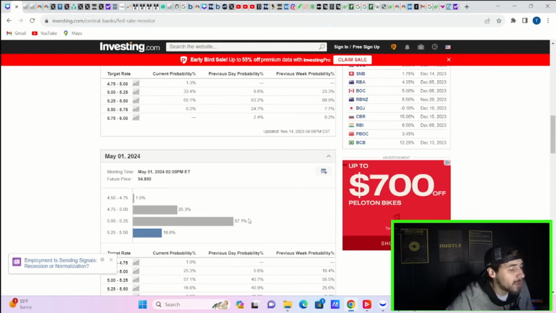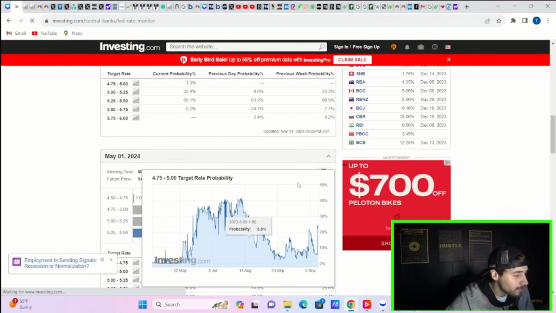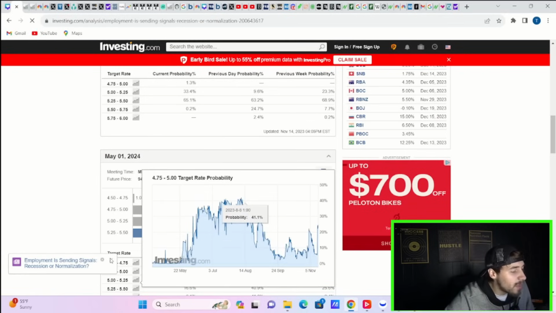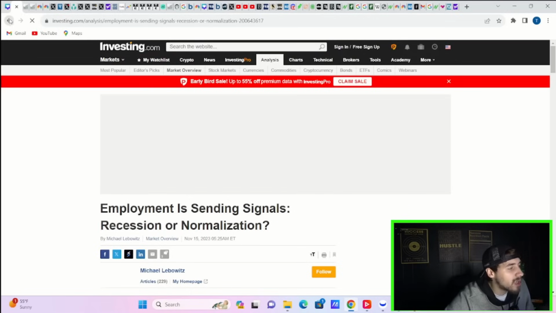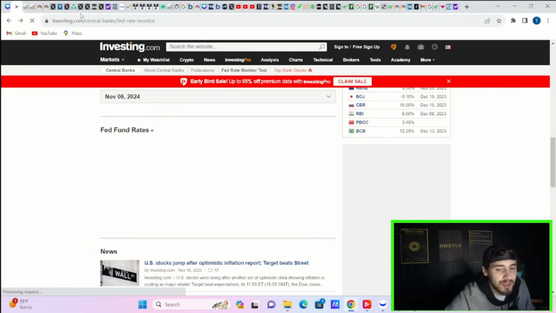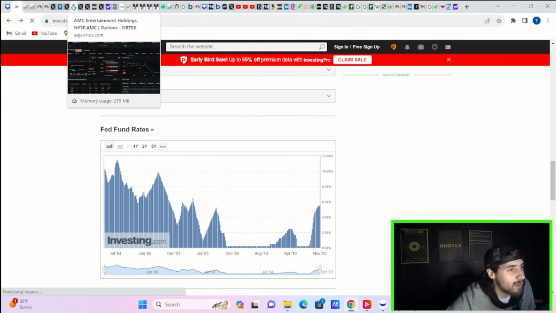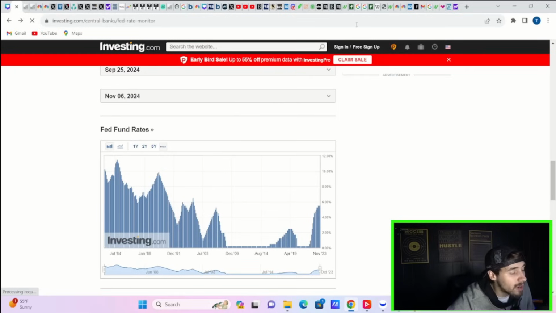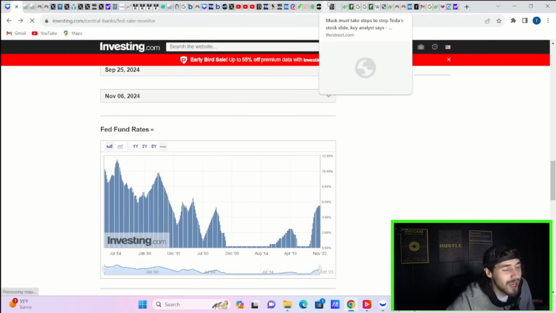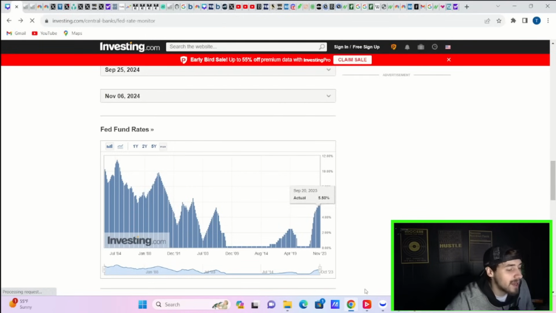Now, for May 1st, that's when you're pricing in your first official rate cut, and that is priced in with a probability of about 57.1%. So it looks like by May we're going to get a rate cut, but we want to watch the economic data, because if the data continues to deteriorate, then you're going to start pricing in a rate cut potentially even sooner. Could be as soon as January, depending on how we go from now until the end of the year as far as the economic data is concerned.